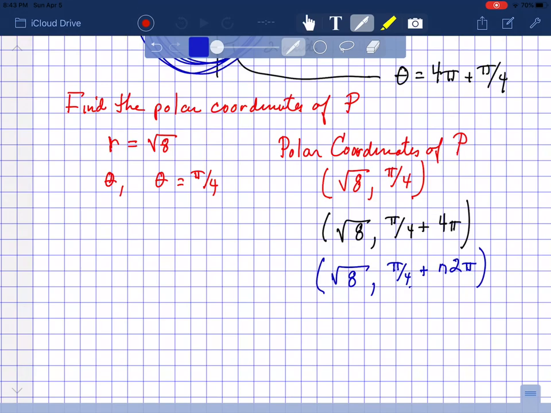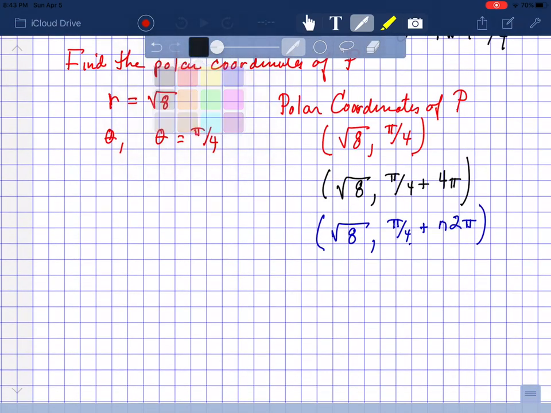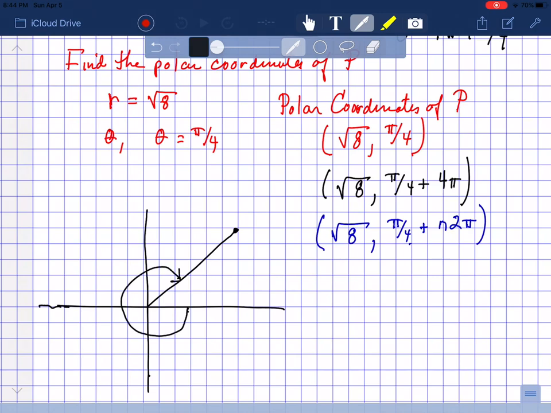Now think about that. Not only that, let's draw this again. I could do this. So here's my point P. And I could measure the angle this way. Now I'm measuring my angle theta.